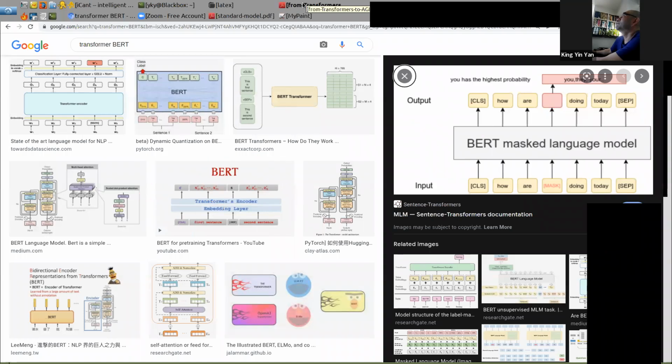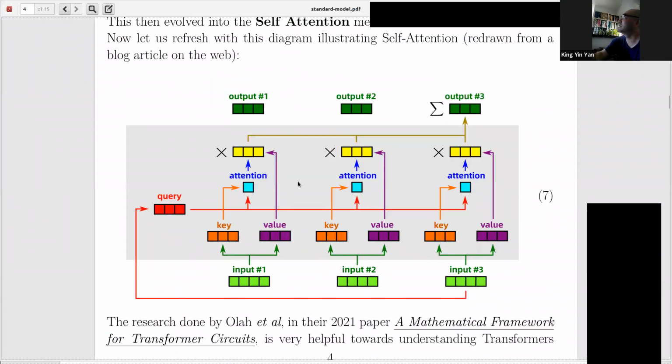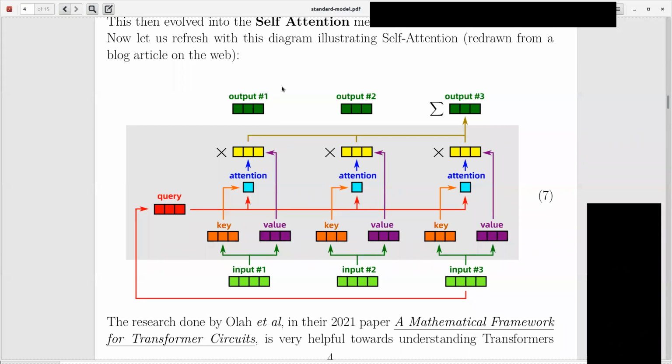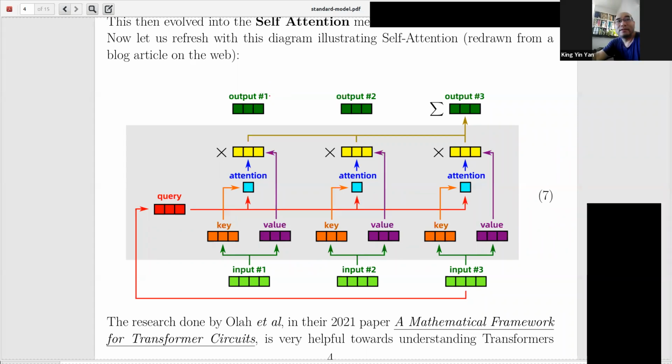I can explain a bit. Have you seen this diagram? It is the self-attention inside the transformer, right? Yeah, I saw that. This is basically the most important structure of the transformer, the self-attention. Now, I want you to understand two things about this. The structure has this equivariance.